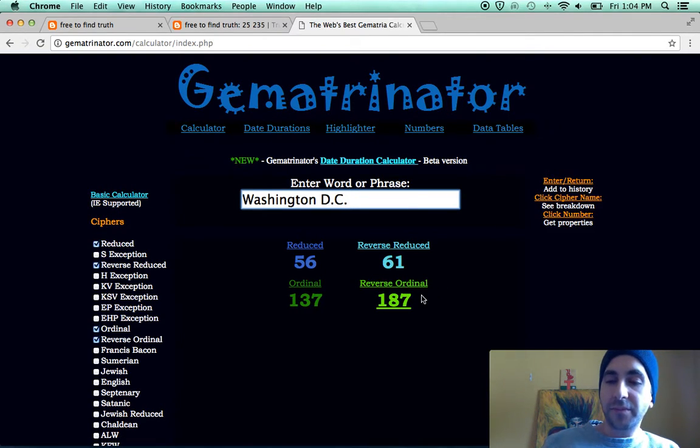Donald Trump, who's now the president, had his GOP convention begin in Cleveland on July 18th, 18/7, 187 days before Inauguration Day. Washington, D.C., 187. George Washington, 187. The last Republican president was George W., tribute to George Washington Bush, who was born on July 6th, the 187th day of the year, a date that's written as 6/7 in most parts of the world. George Washington died at age 67. Freemasonry has gematria of 67.